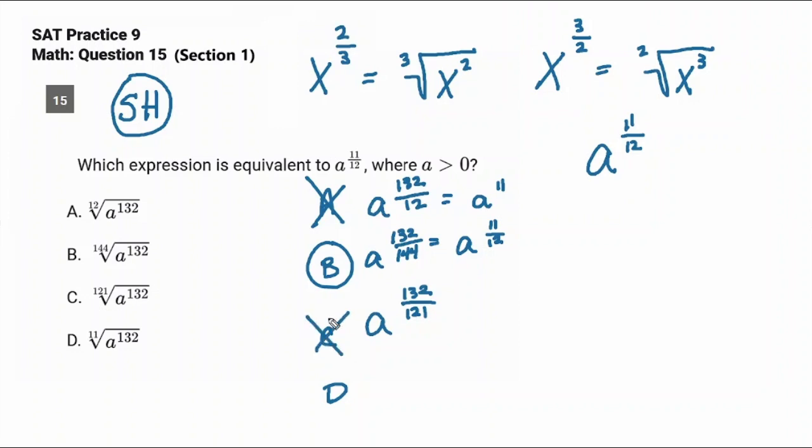That's gone. D. A to the, what goes on top? 132. And what goes on bottom? 11. You should know by now that 11 times 12 is 132. You do it on your calculator. 132 divided by 11, that's a to the 12th. We were looking for a to the 11 over 12. We knew it was going to be wrong, and now we know.